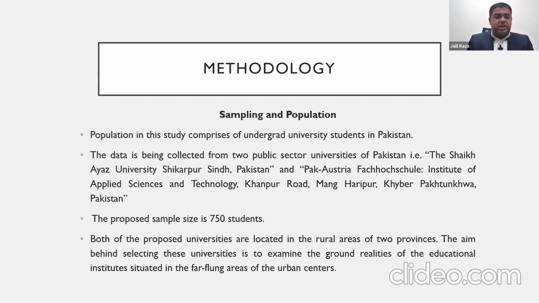So the data has been collected from two different public sector universities. One is Shaikh Ayaz University, Shikarpur, Sindh, and the other one is Pak-Austria Fachhochschule Institute of Applied Sciences and Technology, Mang, Haripur, Khyber Pakhtunkhwa, Pakistan. The proposed sample size is 750 students. Both of the proposed universities are located in rural areas of two provinces. The aim behind selecting these two is to examine the ground realities of education institutions situated in far-flung areas and urban centers.